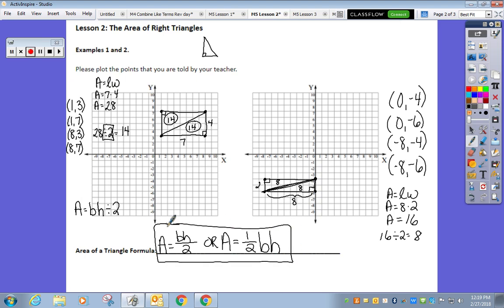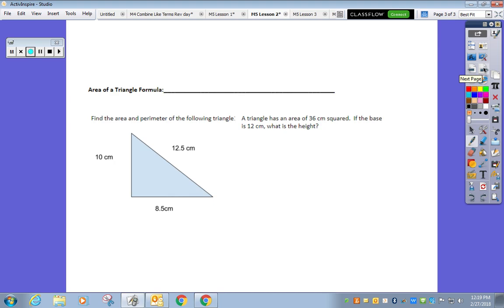Sometimes one may be better than the other to use, and we'll see some examples of that coming up. So those are the two formulas we're going to be looking at today with some of our examples. Okay, so again, I'm just going to transfer those two formulas over here so that we have them to look at on this screen.